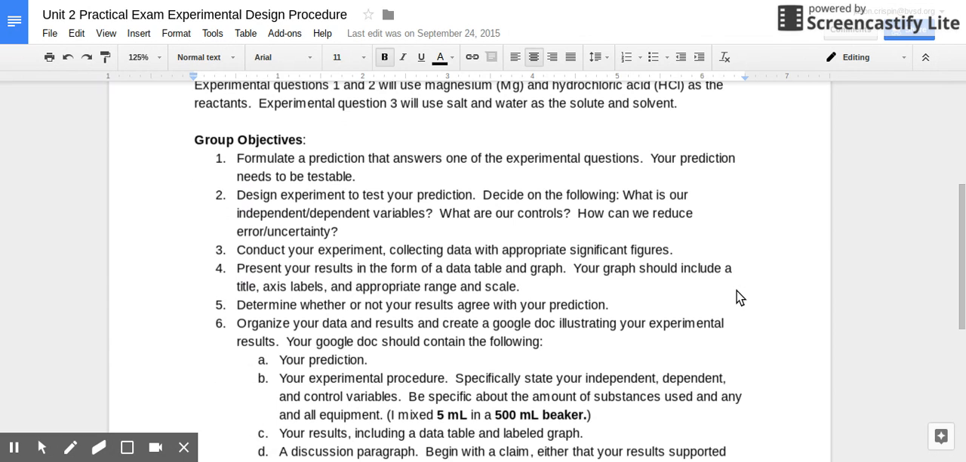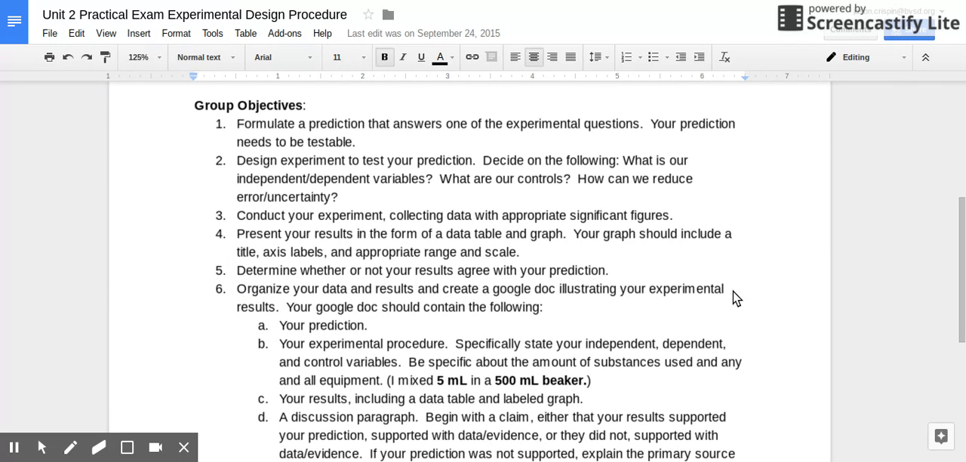No matter which experiment you choose, these are your objectives. Now notice these are group objectives. I am going to allow you to work with one other person should you choose to do so. Things that will look the same on your lab report would be possibly a formulated prediction. You may agree with the person you're working with that this is what's going to happen within my experiment. Your design may look pretty much the same in identifying dependent and independent variables, control variables, things of that nature. Your collected data may look the same.